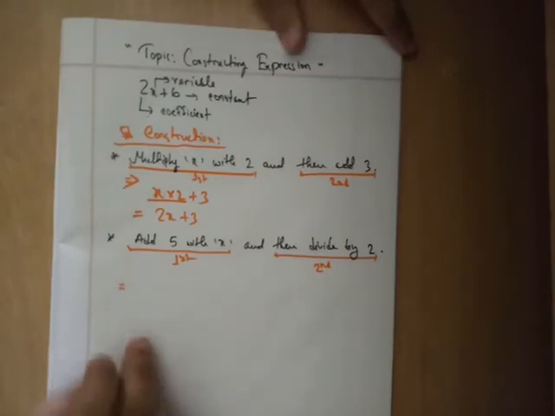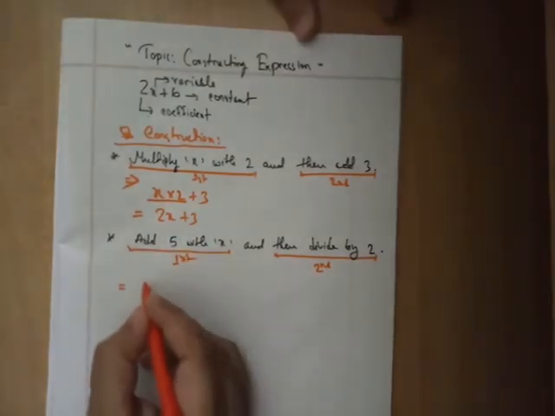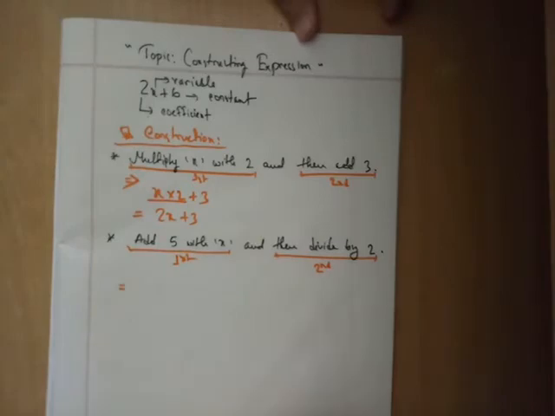So how do I do it? Add 5 with x. Just add 5 with x. You can write it as x plus 5 or 5 plus x. Same thing.